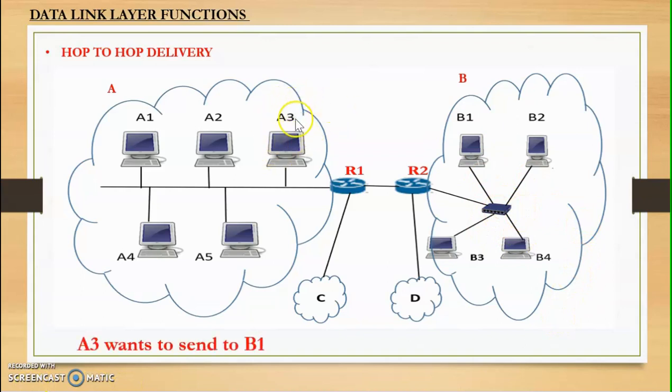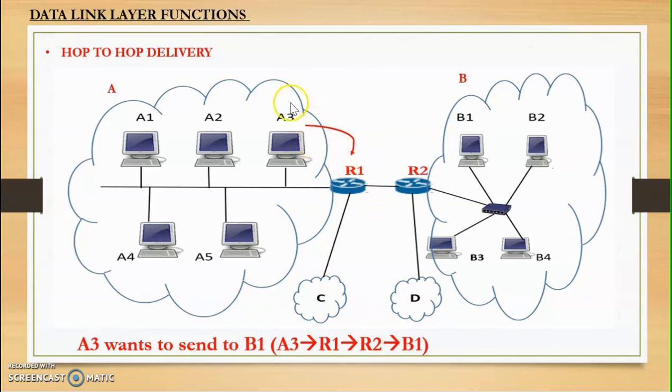Now say suppose A3 wants to send some data to B1. If A3 wants to send some data to B1 which is in another network, then it won't directly send the data, but it will send through some connecting devices like routers. So the main function of data link layer is hop-to-hop delivery, which means that if A3 is sending the data, then on which node will it send first is the responsibility of the data link layer. Now consider it sends the data to R1. So only delivering the data to the next hop is the responsibility of the data link layer. As a result, it is known as hop-to-hop delivery.